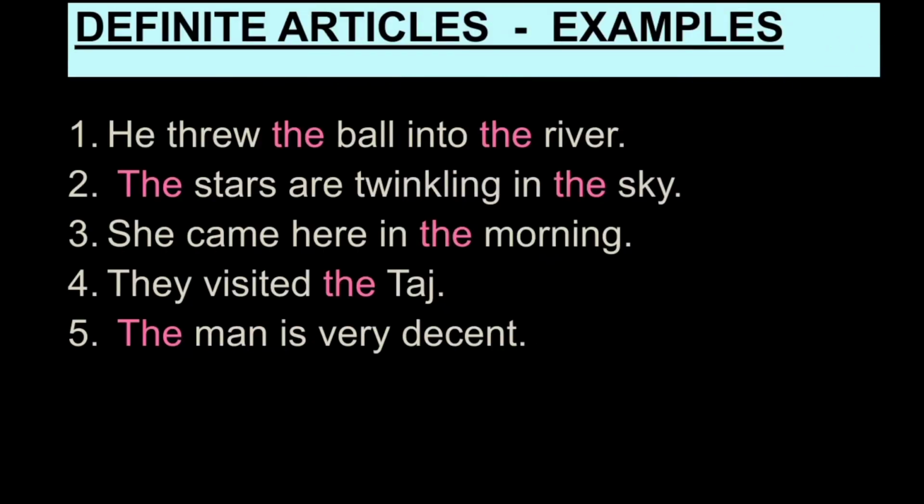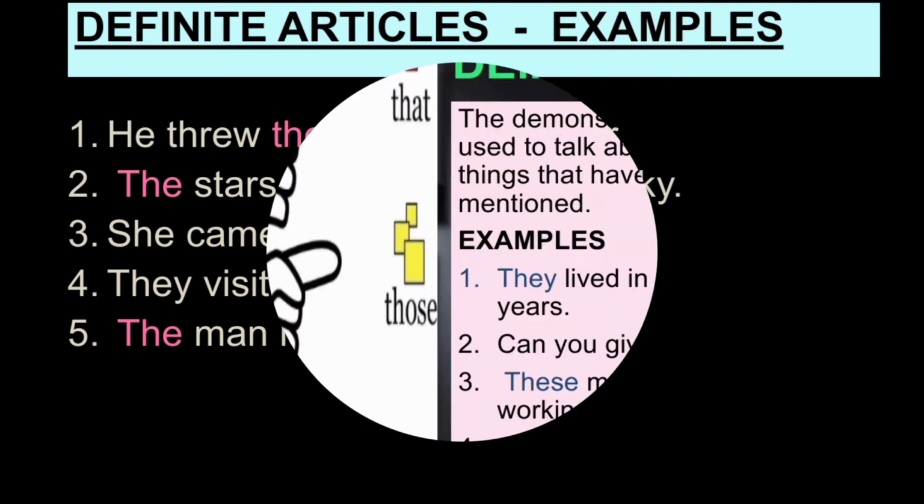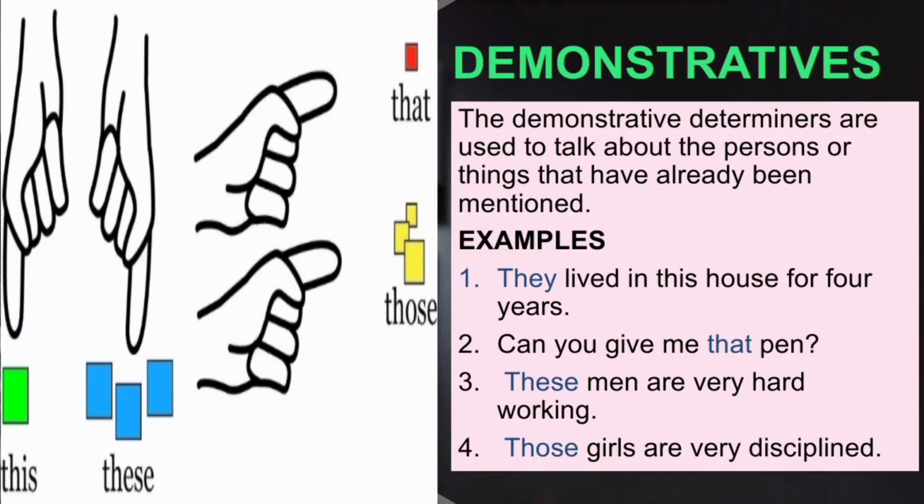A certain number of examples here are there. He threw the ball into the river. The stars are twinkling in the sky. She came here in the morning. They visited the Taj. The man is very decent. So all these examples tell us either the specific things, the plurals, or it can be referring to a historical monument. Okay. After that, we move forward to the next type, that is the demonstratives.